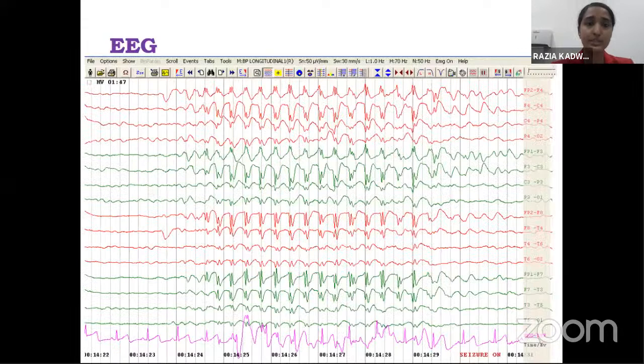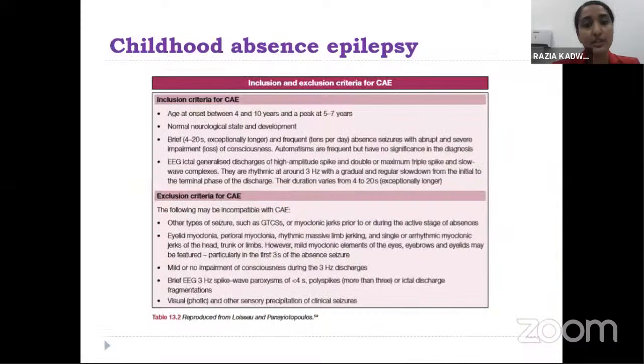So we went ahead with EEG, and you can see with hyperventilation, this patient has a typical 3 Hz spike wave pattern, which is the signature EEG sign of childhood absence epilepsy. So we know, as we mentioned, every epilepsy syndrome will have a few inclusion criteria. For childhood absence, if a patient is between 4 to 10 years old, previously developmentally normal, with typical EEG features, you know that you are dealing with childhood absence.